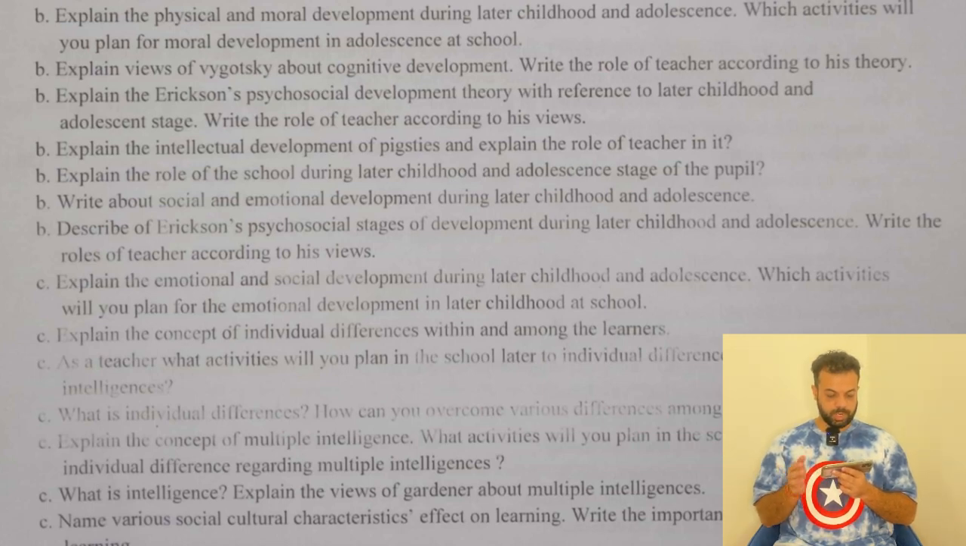Next is the C part. Let's continue with the C part now, right? So the next part is: explain the emotional and social development during later childhood and adolescence. Which activities will you plan for emotional development in later childhood at school?